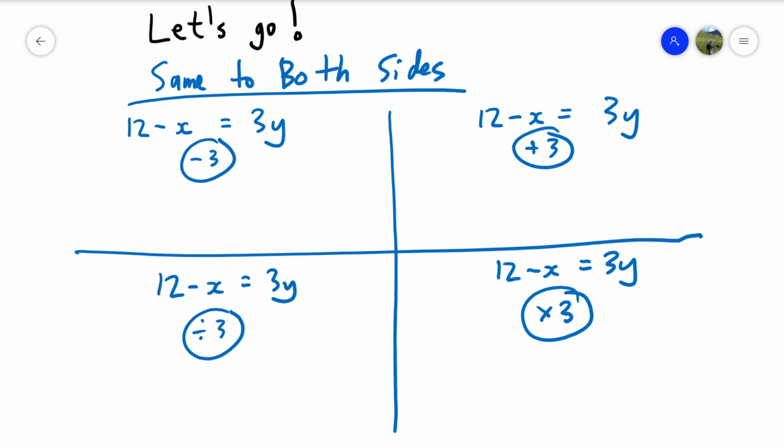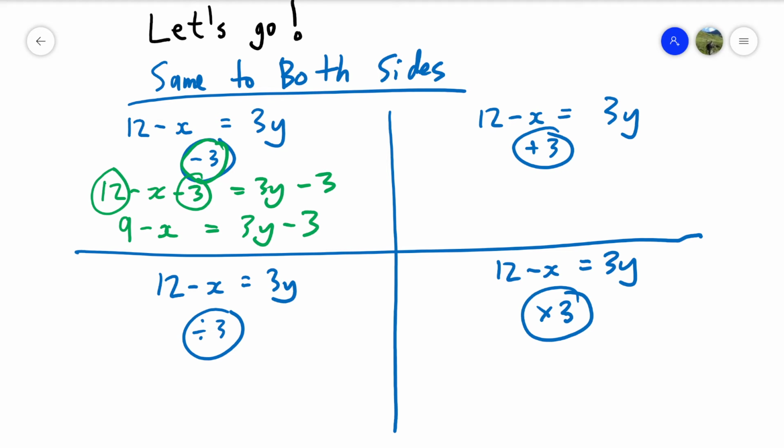Okay, let's do the first one. Let's do the minus. If it's a minus or a plus, you do it once to each side. So that's just 12 minus x minus 3 equals 3y minus 3. These two here are numbers, so I can combine them. 12 minus 3 is 9, so I end up with 9 minus x equals 3y minus 3. That is the final answer. Can't simplify any further.